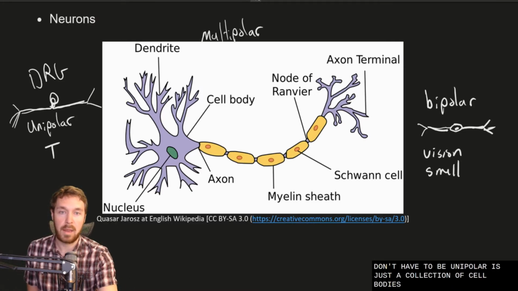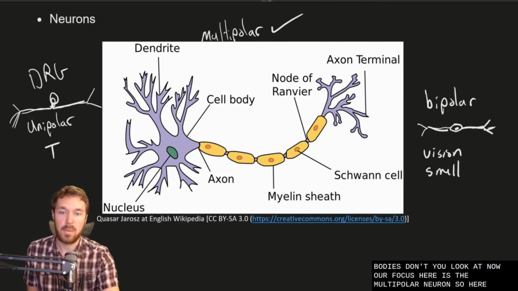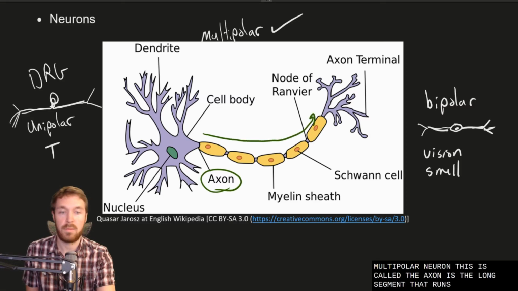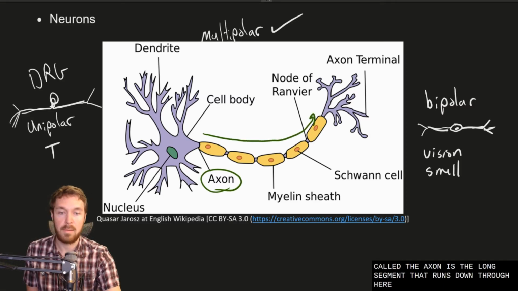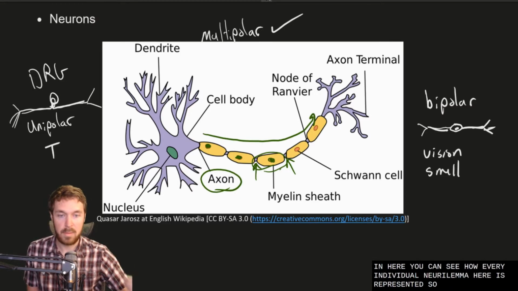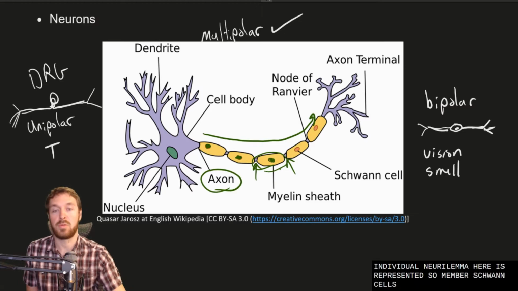So now our focus here is the multipolar neuron. So here, multipolar neuron, this is called the axon. It's the long segment that runs down through here. That's surrounded by the nodes of Ranvier right here, surrounded by the myelin sheath. And here you can see how every individual neurolemma is represented. So remember, Schwann cells. Each one is a separate cell.